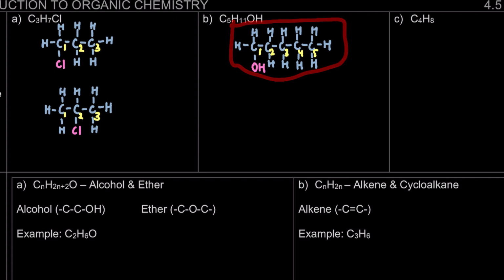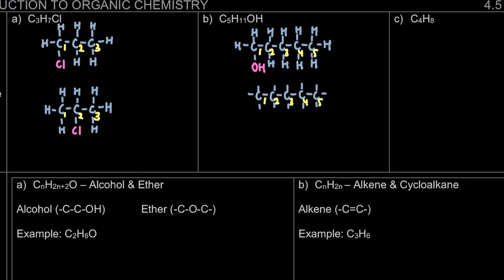The second possibility, again, we still have the same longest carbon chain, but the difference is the position of the functional group. Previously we put it on number 1. Now we're going to put it on number 2. Again, make sure the carbon is attached to the oxygen, and then we finish up with hydrogen. This is the second possibility.